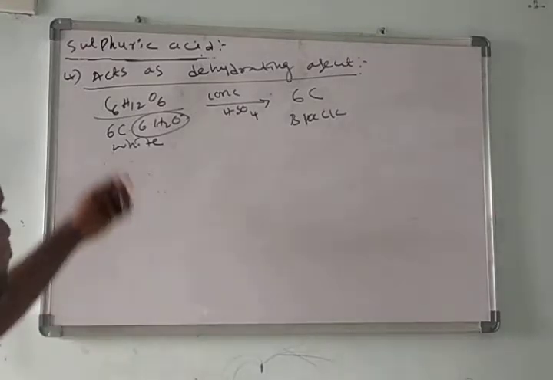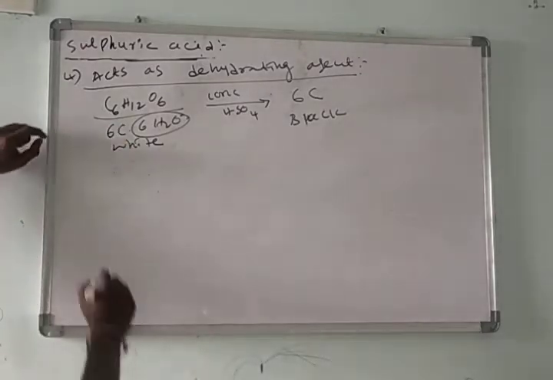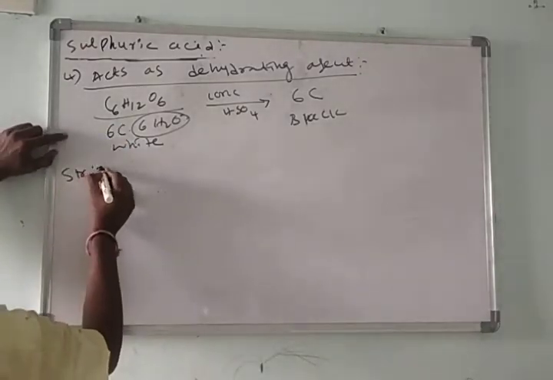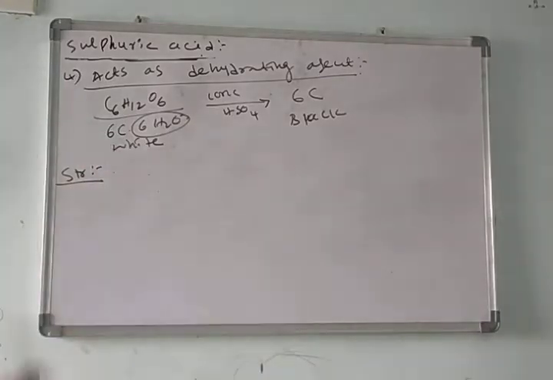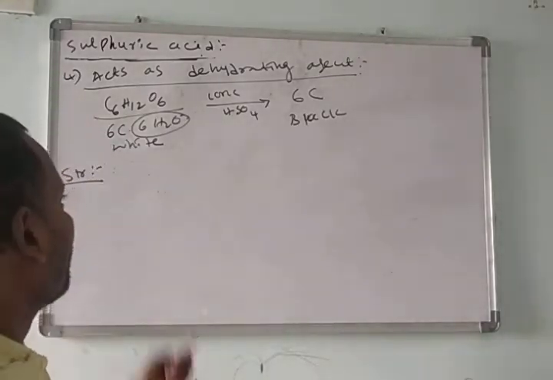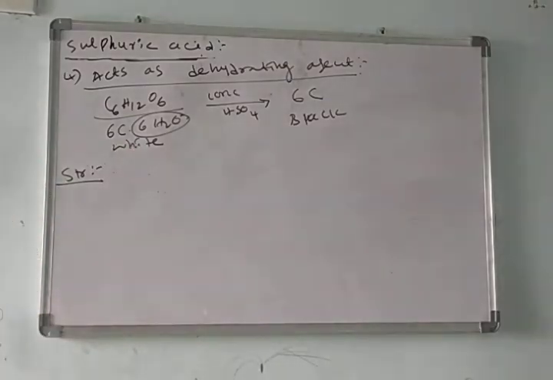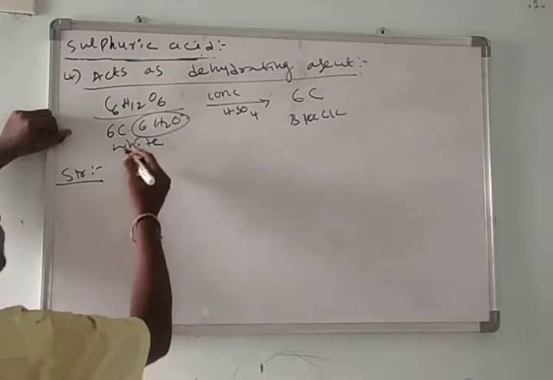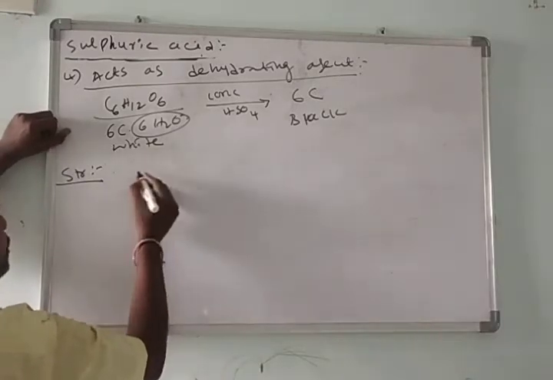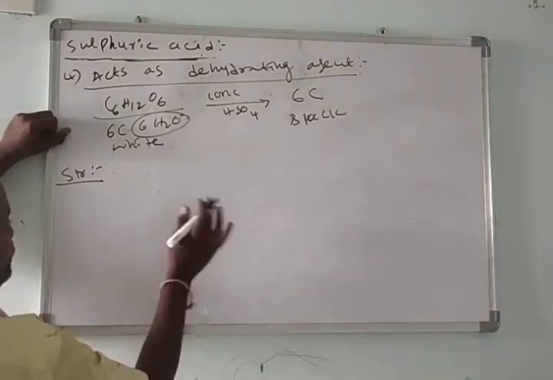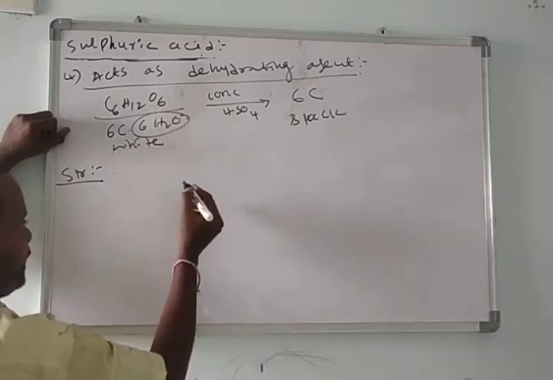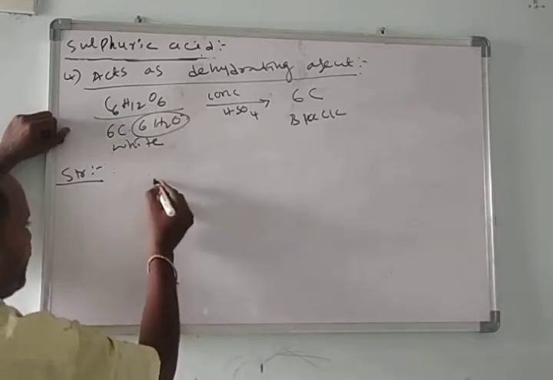What is the structure of sulfuric acid? These are the important chemical properties of sulfuric acid. It acts as a good oxidizing agent. It is a strong acid. And it is a dehydrating agent. It is a strong oxidizing agent. Here I want to explain the structure of sulfuric acid.